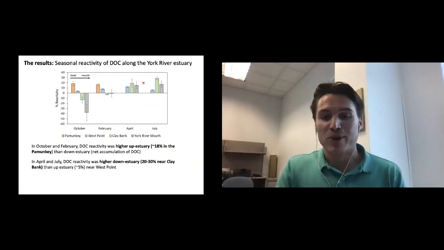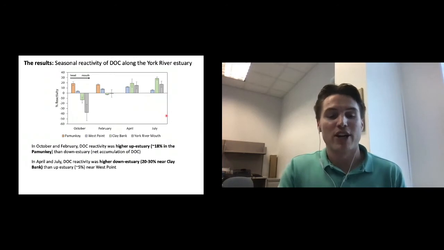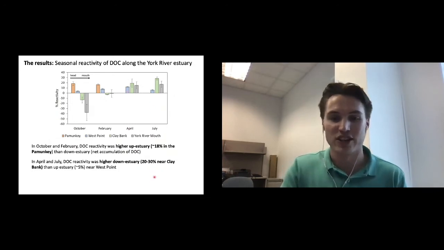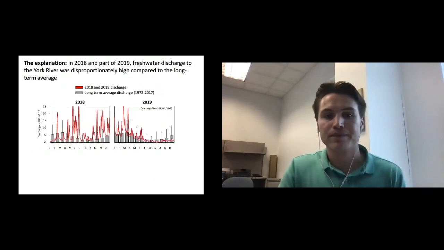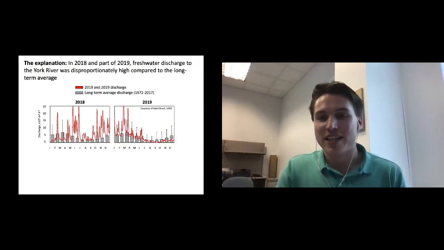If we look at April and July, DOC reactivity actually shifted to being higher down estuary compared to up estuary. So we saw about a 20 to 30% loss of DOC near Claybank, as opposed to just about a 5% loss near West Point, and then 10% in April, 5% in July. So what could be explaining these patterns that we see?